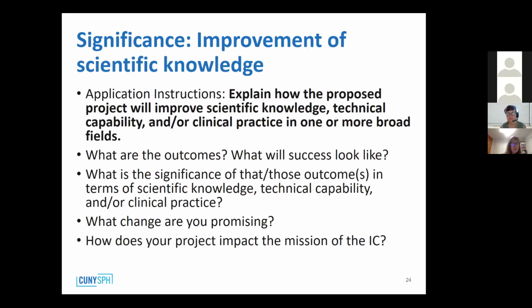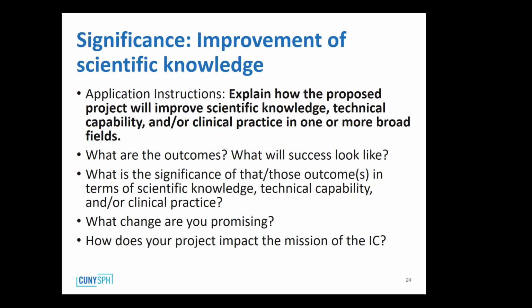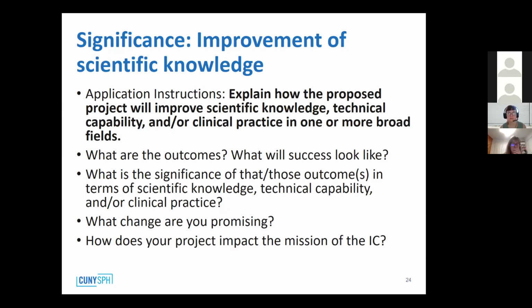So, the application instructions for significance. Explain how the proposed project will improve scientific knowledge, technical capability, and/or clinical practice in one or more broad fields. What are the outcomes and what will success look like? What is the significance of that or those outcomes in terms of scientific knowledge, technical capability, and/or clinical practice? What change are you promising? How does your project impact the mission of the IC? Sometimes the FOA has an explicit mission that it wants to accomplish.